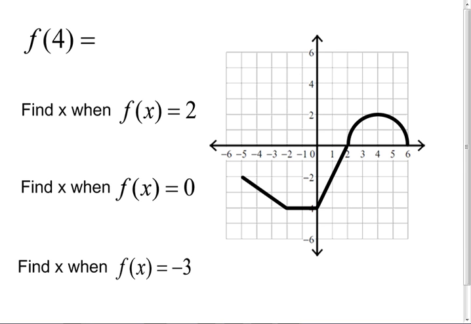Okay, what's f of 4? Matt, what's f of 4? So what's the input? Okay, that's x is equal to 4. So you're going to go over to 4 on the x's, and you're going to go up to the y coordinate, which is 2.